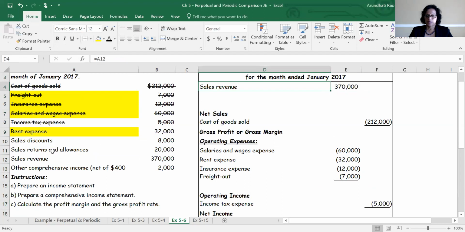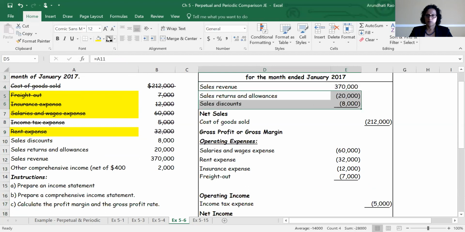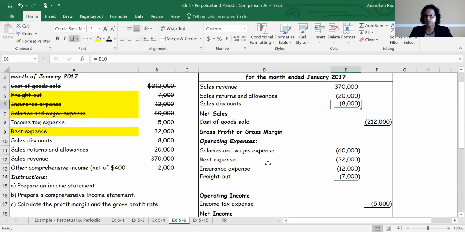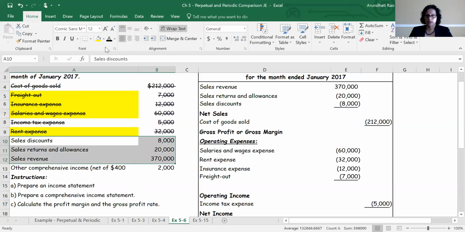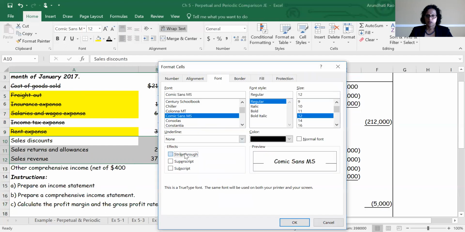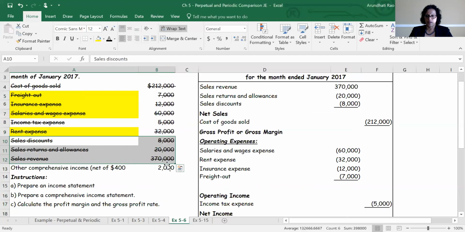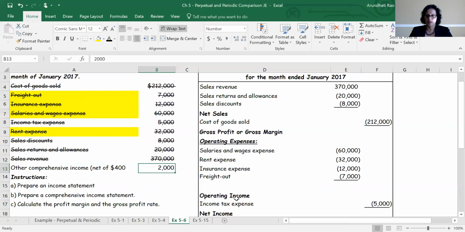I take my sales discount and sales return and allowance, and I'm going to subtract them. So those two items are listed over here. And you'll notice these two, I have put them in parentheses to indicate they need to be subtracted. So once again, I'm going to strike them out to indicate I have taken care of it. So I've taken care of all the items over here except comprehensive income. That doesn't come in the income statement. That's going to come further down. So I can stop for now with this to finish up my income statement.